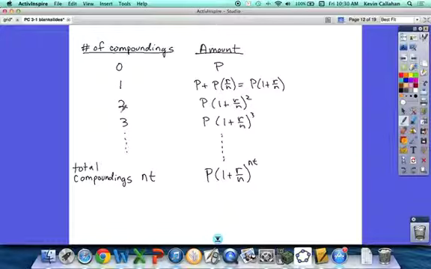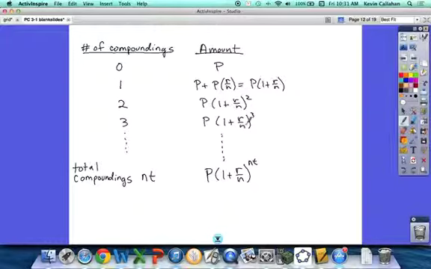Now, at the second compounding, you're going to get a little bit more, which is going to turn out to be, and I didn't write every little detail in here, the principal times 1 plus r over n squared. And for the third compounding, you can calculate how much you got by the principal times 1 plus r over n to the third. So you see the pattern? For the number of compoundings that you've got, it's going to be P times 1 plus r over n raised to the number of compoundings.